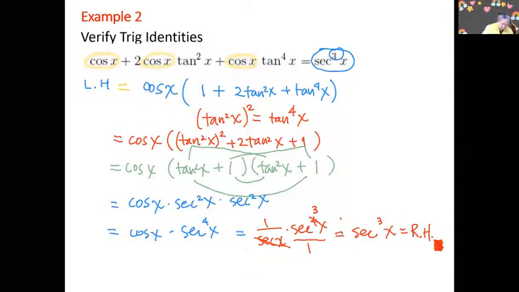Okay, how was our first verifying trig identities? Is it good? Overwhelming? Too much? I hope you guys get familiar with this. We will have 3 more examples, and as you see more examples, as you watch videos more times, and if you practice more, hopefully you get used to this method. Let me know if you guys have any questions.